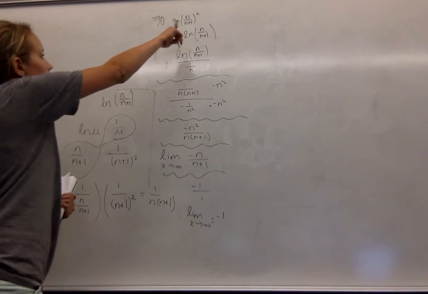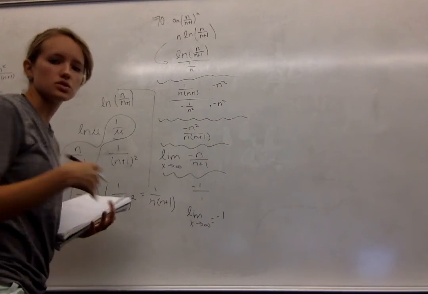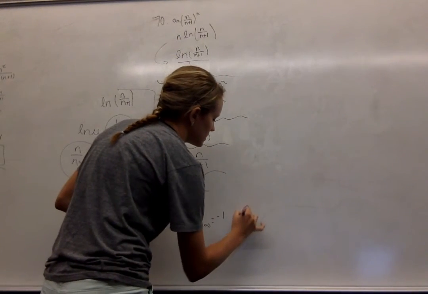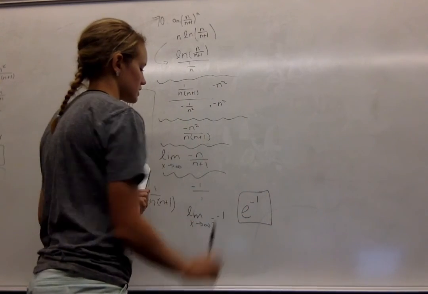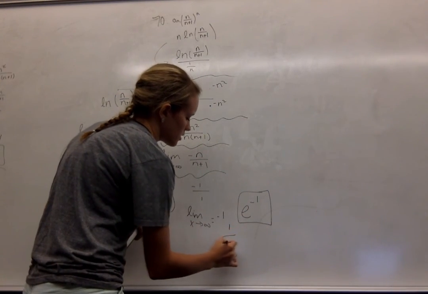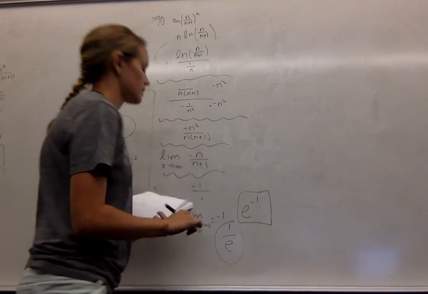Now remember, we took the natural log of this. So to undo that operation, we have to say it is e to the negative 1, e to the negative first power, which is the same as 1 over e. And that's how you solve the problem.